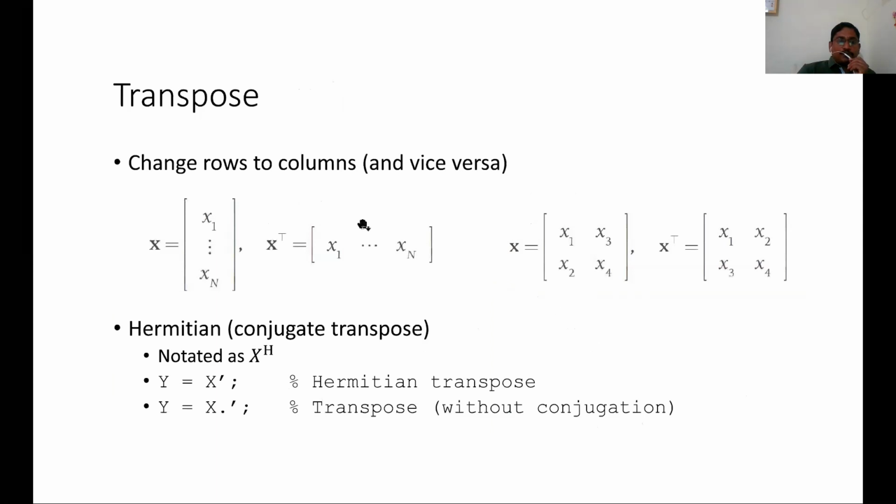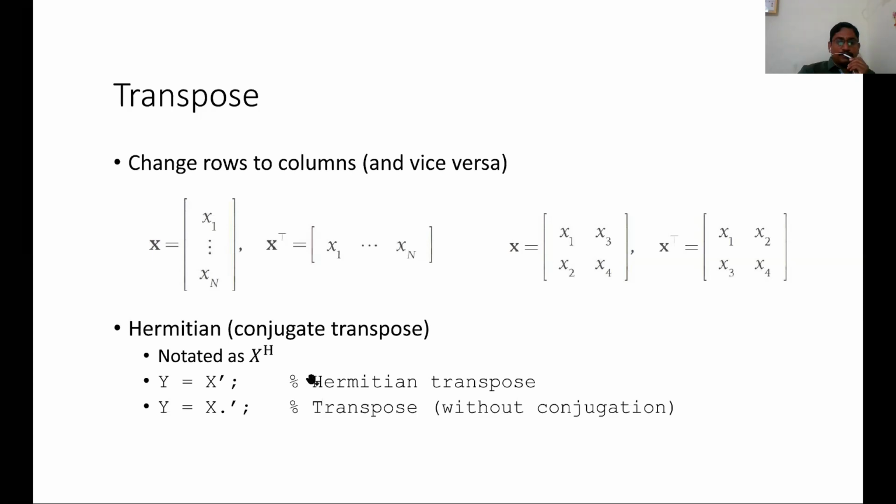Now one more feature, the transpose. Changing rows into columns or columns into rows is called the transpose of that matrix. So this is a column matrix, and its transpose will be the row matrix. This is a matrix, and look at the transpose of this. And what are the MATLAB commands to find the transpose?